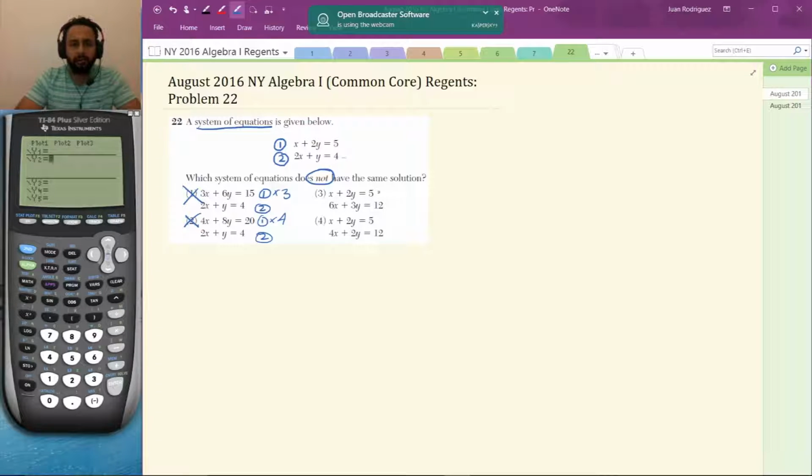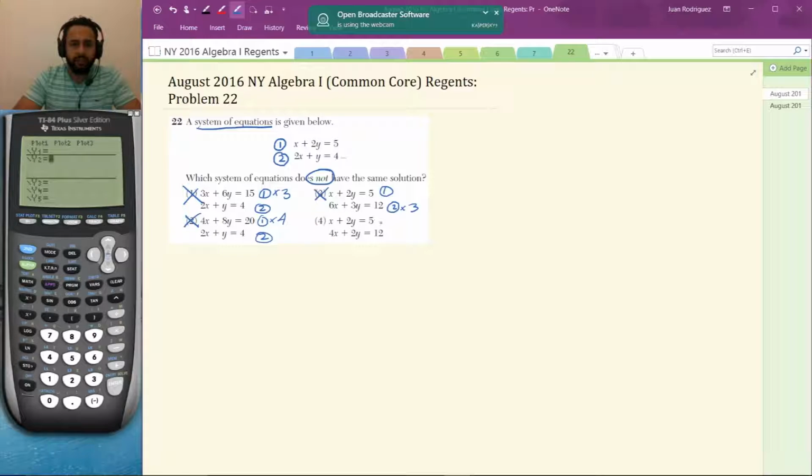This one, x plus 2y equals 5, that's just equation 1. And this one, 6x plus 3y equals 12, that's equation 2 multiplied by 3. So this one is equivalent to equation 2. This one is equation 1, so that's not the answer because they are equivalent.